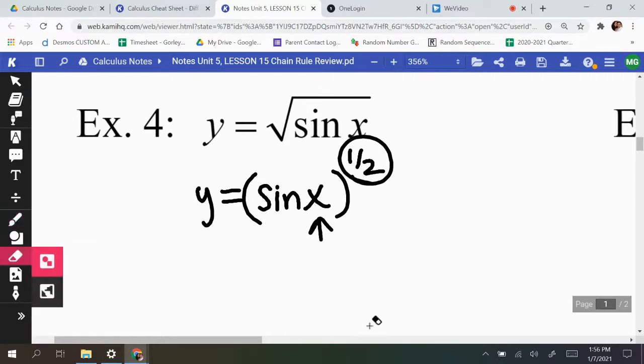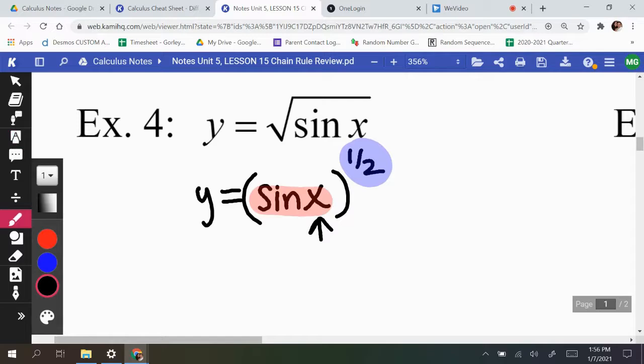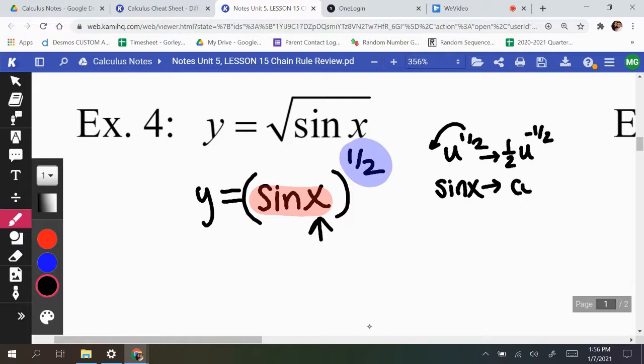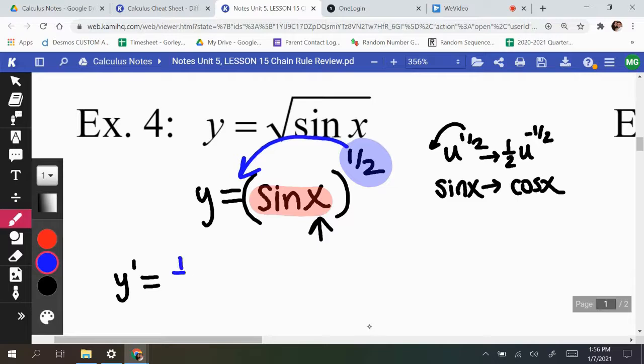So going in the reverse order, or unpackaging that, you've got to take off the 1/2 first. It's going to be the outer function, and then sine x is going to be our inner function. Okay, so we need to differentiate in that order. We've got u to the 1/2 as our outer function, and then we've got sine x as our inner function. Okay, so this would end up being 1/2 u to the negative 1/2, and the derivative of sine is going to be cosine.